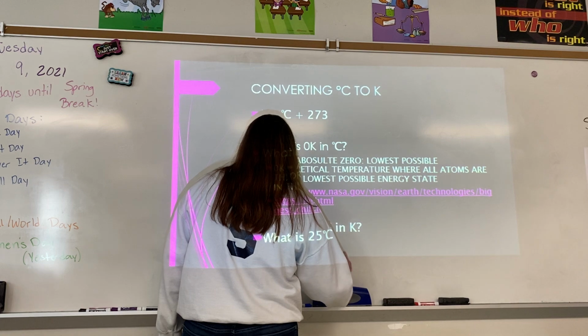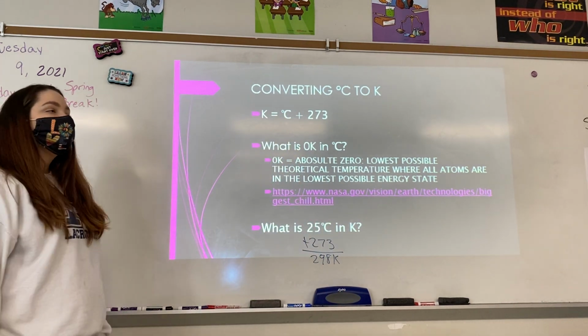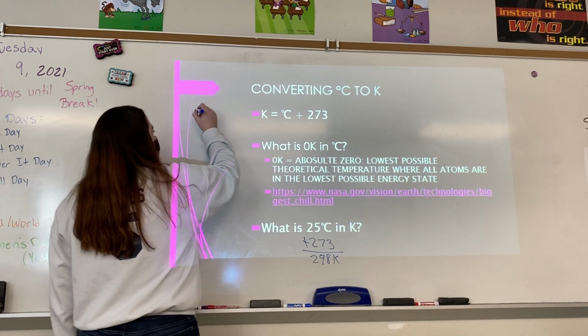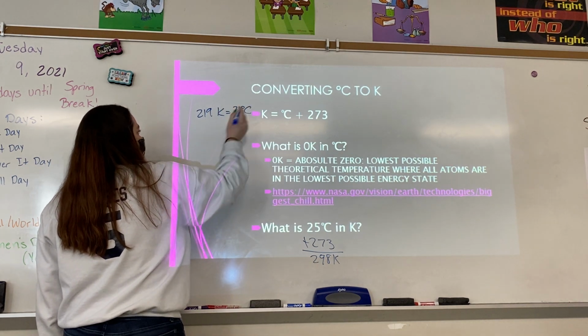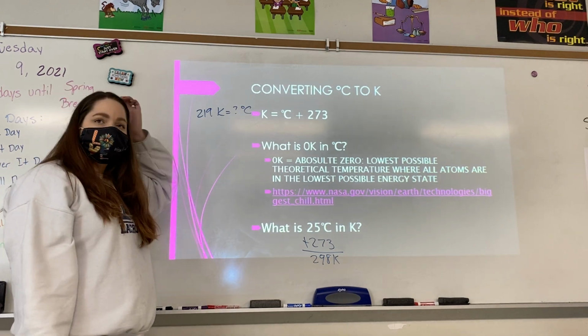298 Kelvin. Not degrees Kelvin, just Kelvin by itself. The trickier part may be going the other way around. So let's say I give you 219 Kelvin, and I ask you to convert that into degrees Celsius. How would you convert from Kelvin to degrees Celsius?